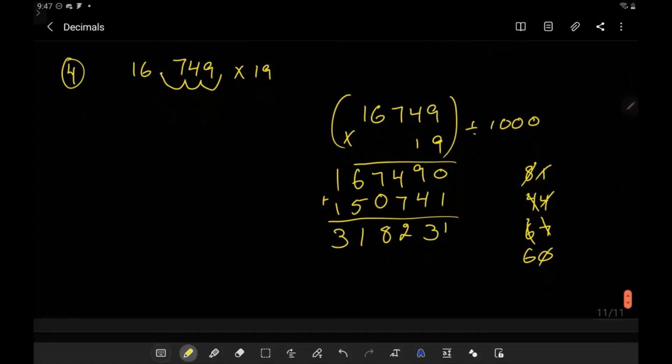So this would be, remember, dividing by 1,000: 1, 2, 3. So the final answer will be 318.231. All right, and that concludes the class today. Any questions on this before we go?